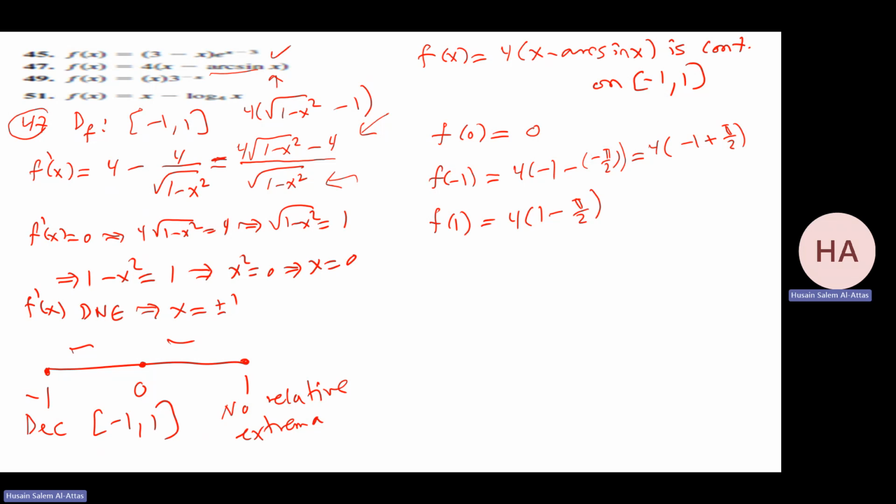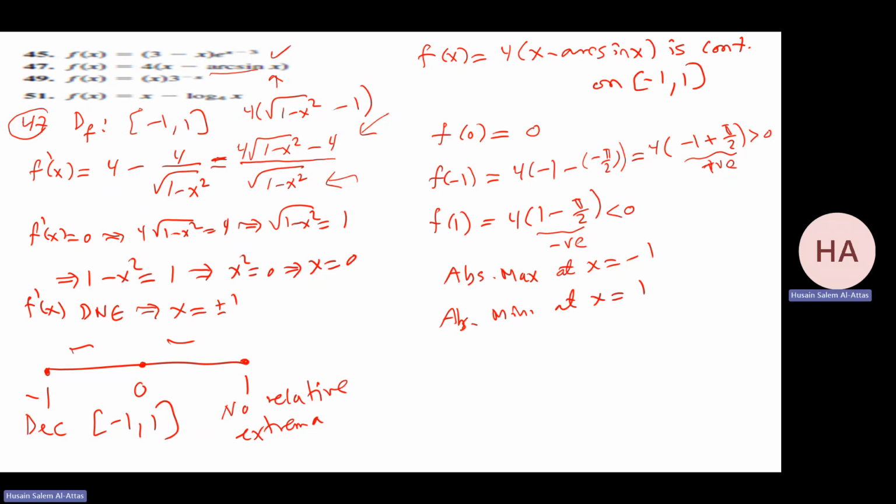Which one is bigger? Which one is smaller? Notice one thing. This pi/2 is 1 point something, which is 3.14/2. So this is negative, less than 0. But here, this is positive, greater than 0. So the absolute maximum will happen at x equal -1, and the absolute minimum will happen at x equal 1. Yeah, it's a special function.